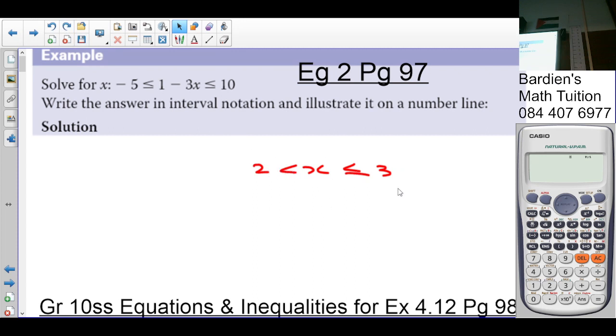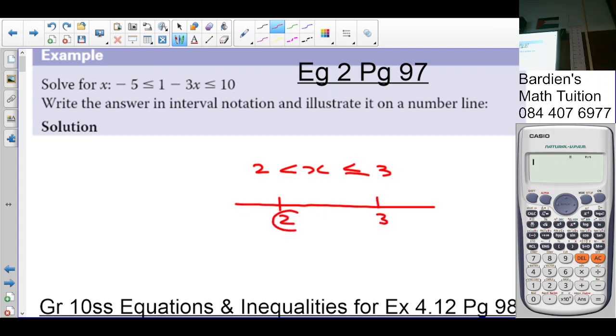If the question was to plot that on a number line, then what would it be? What do I mark off first? 2, then 3. Would I ever put 3 here? No, because that 2 is less than 3. Okay, you guys are getting it by the sounds of it. So there's your 2 and there's your 3. Open or close circle at the 2? Open. At the 3? Close.